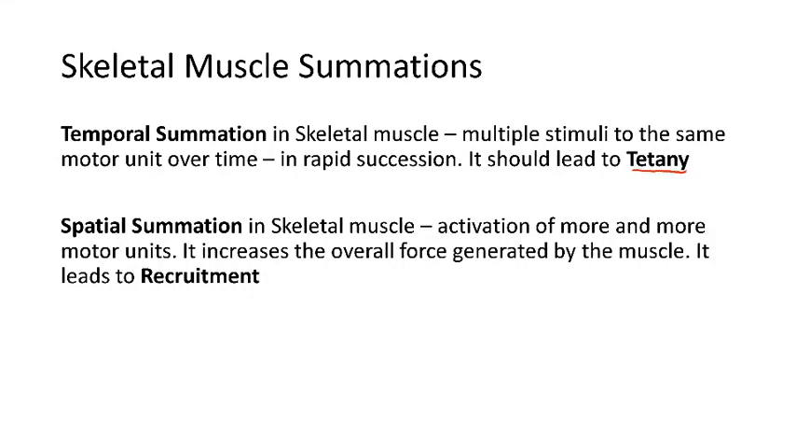An example of this is to go from, say, walking to jogging to running, or the necessary force to pick up something very lightweight versus the force to pick up something very heavy. You have to recruit more muscle to pick up something that's very heavy. So this is the difference. Temporal and spatial summation is about the motor unit, not just a single dendrite.